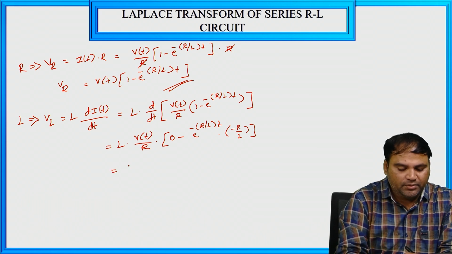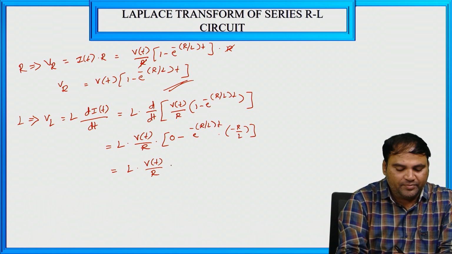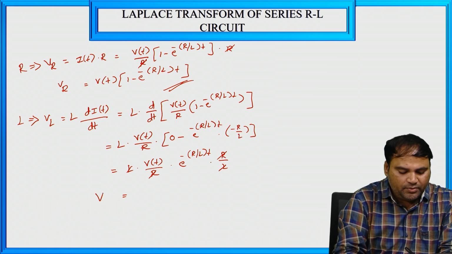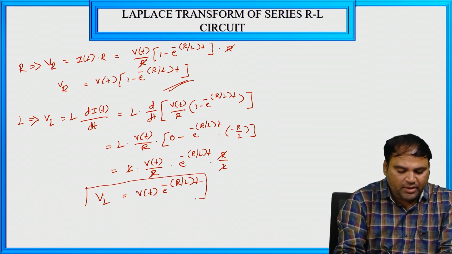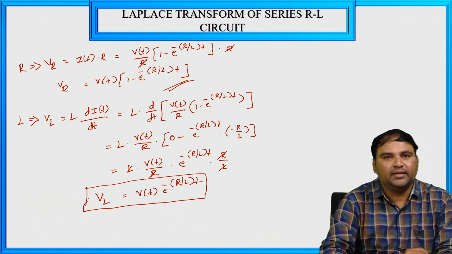that equal to L into V of t divided by R into e power minus R by L into t into R by L. L and R get cancelled. Now VL equal to V of t into e power minus R by L into t. This is the voltage drop across the inductor L.